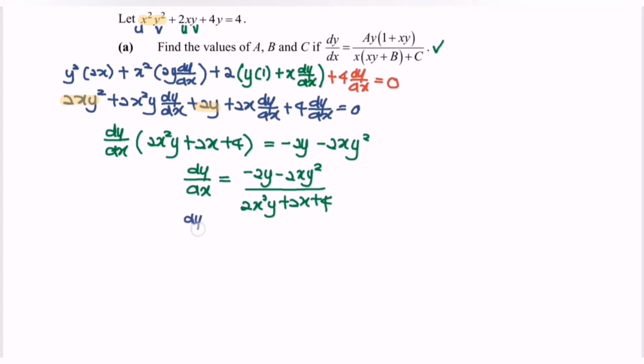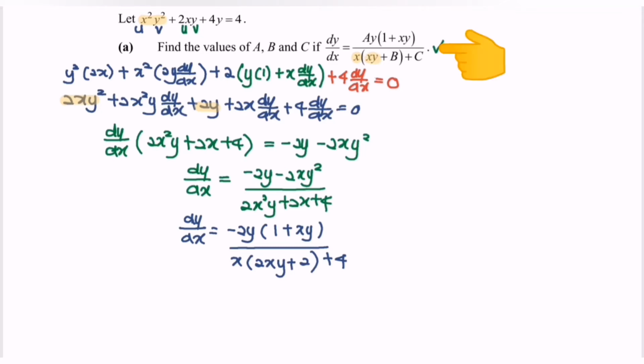So we have dy/dx equals negative 2y bracket 1 plus xy over, focus on the denominator, we have x. So we are going to factor out the x. So we will have 2x bracket y plus 2 plus 4. So kindly notice that here we have xy, meaning that we have to factor out the 2.